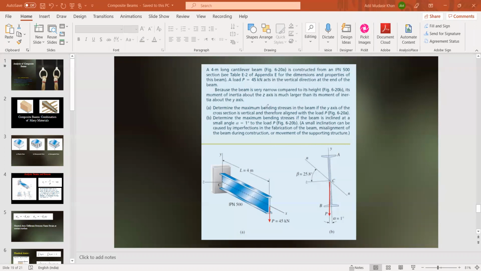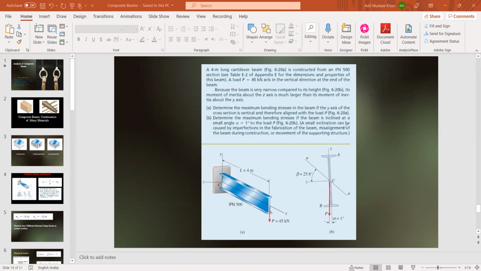Now the question says, determine the maximum bending stress in the beam if the y-axis of the cross section is vertical and therefore aligned with the load P. This is case 1, part A: what is the maximum bending stress if the line of action of the load matches with the y-axis. Part B is to determine the maximum bending stress if the beam is inclined at an angle alpha equal to 1 degree to the load.